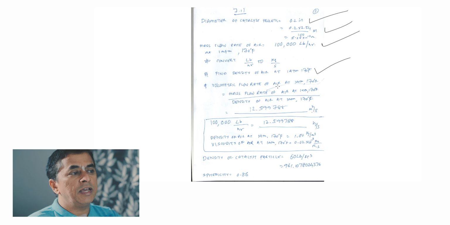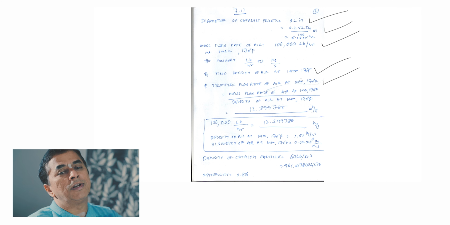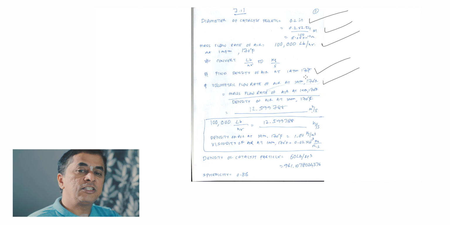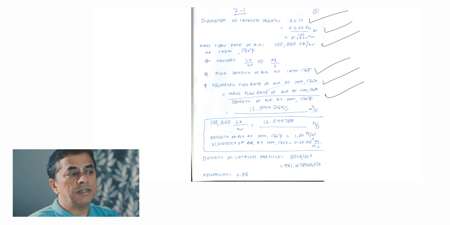Now the volumetric flow rate of the air at 1 atmosphere 170 degree Fahrenheit is given by the formula: mass flow rate of the air measured at 1 atmosphere and 170 degree Fahrenheit divided by density of the air measured at 1 atmosphere and 170 degree Fahrenheit. So substituting these values, I get it as 12.599788 meter cube per second, and the lb per hour is converted to 12.57888 kg per second, and density of the air is equal to 1.